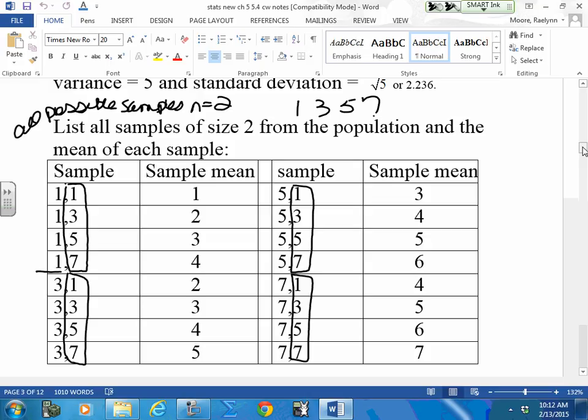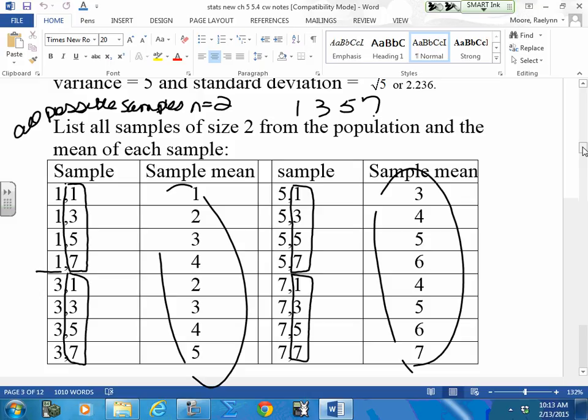Now, from each one of these samples, you take the mean, the average. You add them together, divide by 2. 1 plus 1, 2, divided by 2 is 1. 1 plus 3, 4, divided by 2 is 2. 1 plus 5 is 6, divided by 2, 3. Because you only have 2 in your sample size, when you take the average you add them together and divide by 2. If we did 5 in our sample, we'd add them together and divide by 5. Now, these are your sample means, here and here.